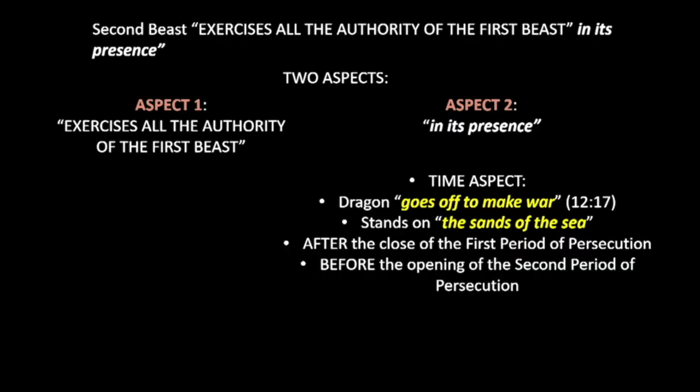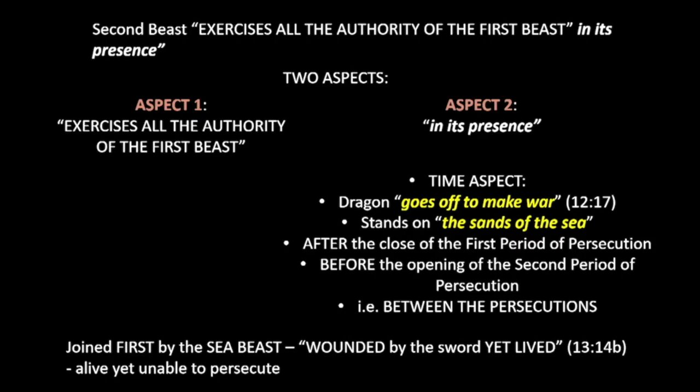Okay, because he's doing this straight after. He's going to get ready for the war on the remnant. So he stands on the sands of the sea and he calls out the first beast, and he's getting ready to make the war. He's not making it. He's getting ready for it. And out comes the first beast, joins them between the persecutions, and he's wounded by the sword, yet lives. In other words, he's alive, but he's unable to persecute. His 42 months are over. They're finished.